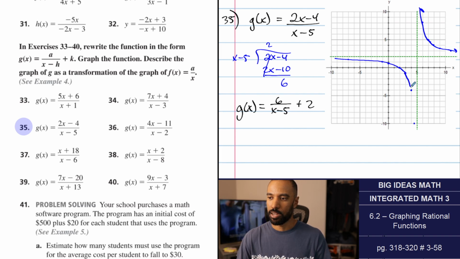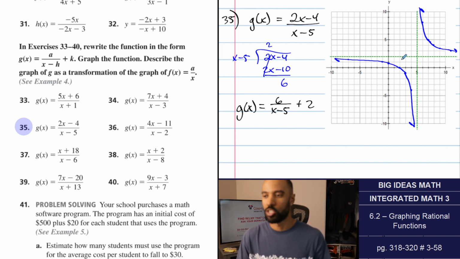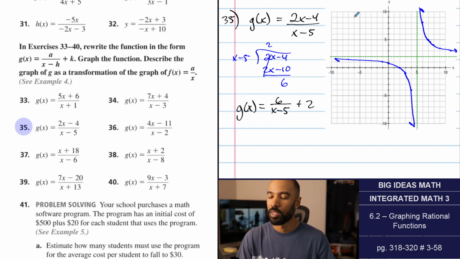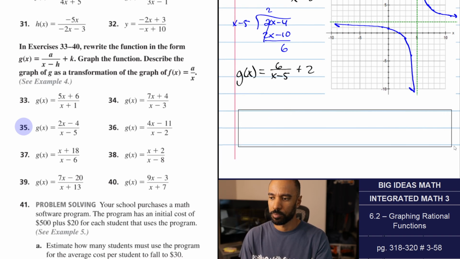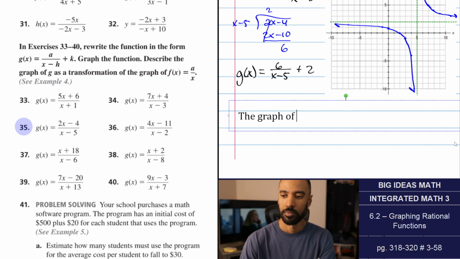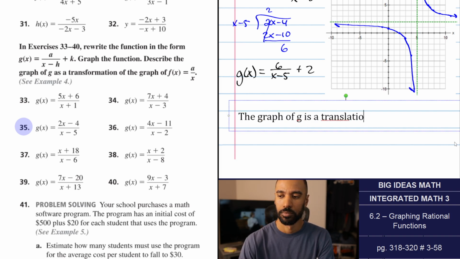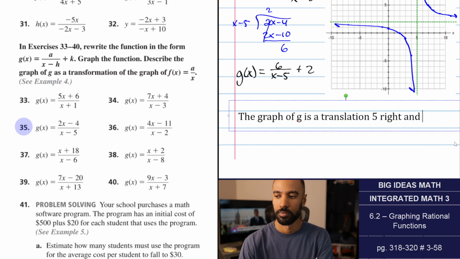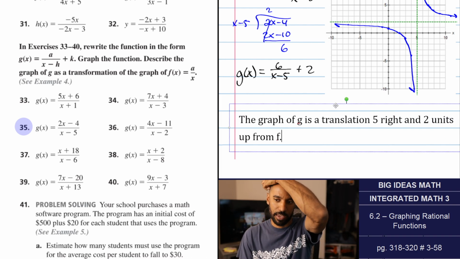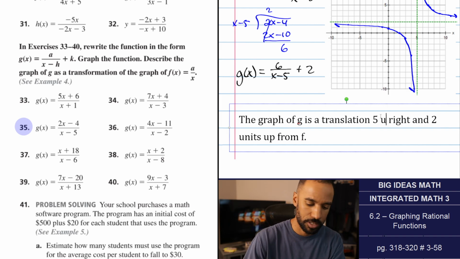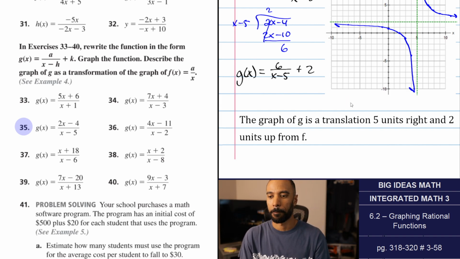But yeah, I can get intercepts either using the form of the equation, the original form, or just by saying how far do I have to go over and then divide 6 from it. So your translations, not domain and range: 5 right, 2 up. As f of x would have the 6 as well, apparently.